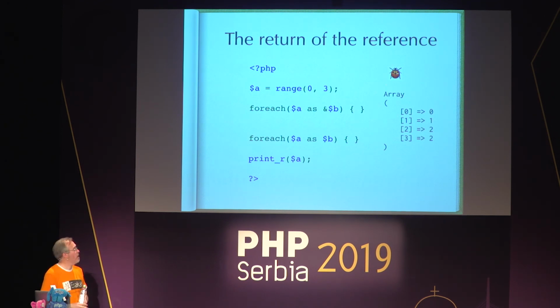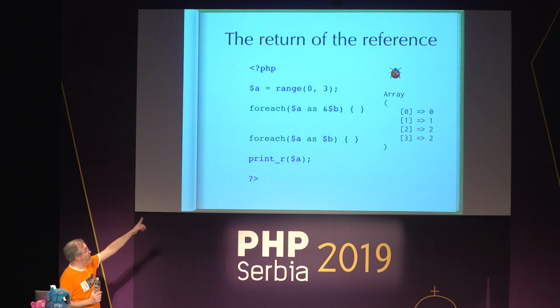Yes, what happens? The first one says, okay, we're going to review all the elements and put a reference on the current one we're using. So it's fine. 0 goes to 0, 1 to 1, 2 to 2, 3 to 3, and we stop there. But we keep the reference. It's not destroyed. The reference is still there. And then we try again. Okay, we're going to review again A by assigning all its elements to B.